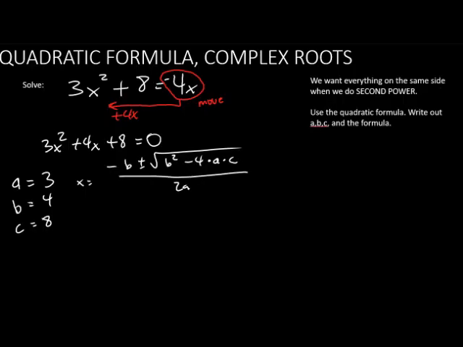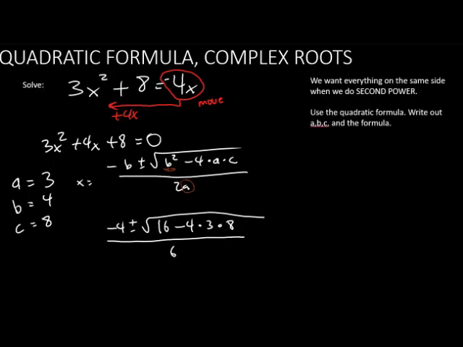Let's place each of the three numbers in their positions. B is 4, so we will say negative 4 plus or minus 4 squared for the b squared. That's going to be 16 minus 4 times a, which is 3, times c, which is 8. This will all be divided by 2 times a. That's going to be 2 times 3, which will give us 6 on the bottom.